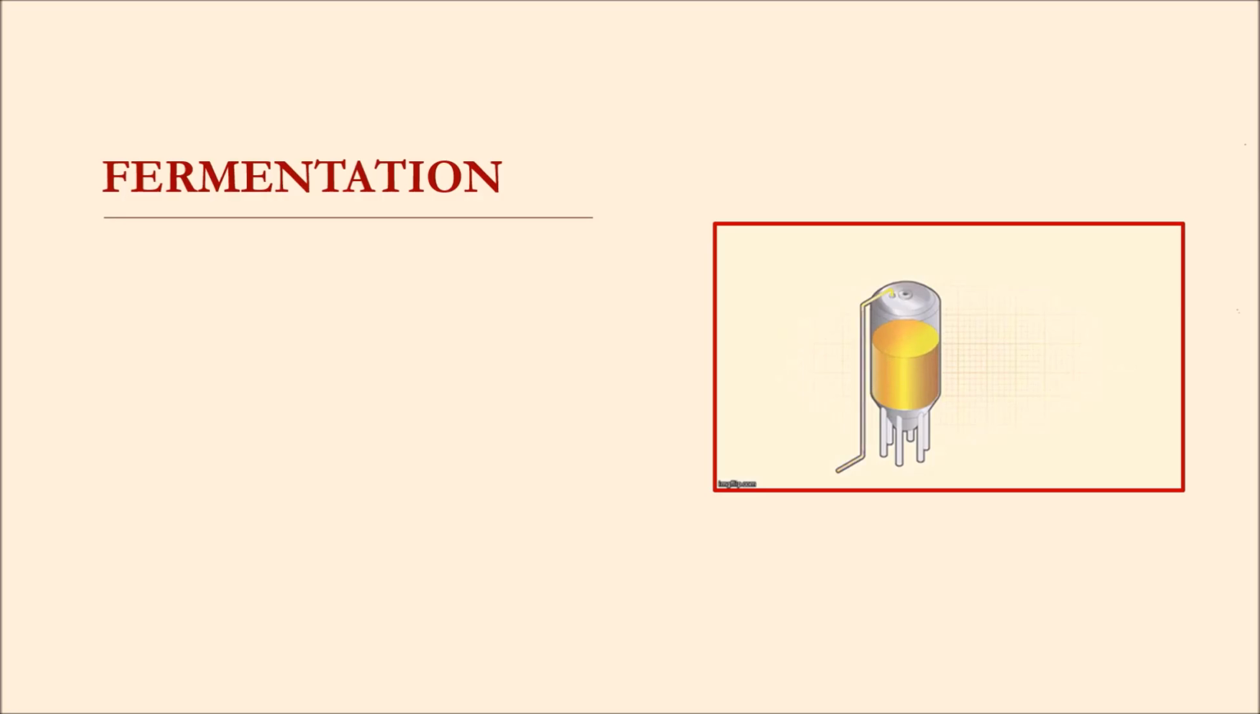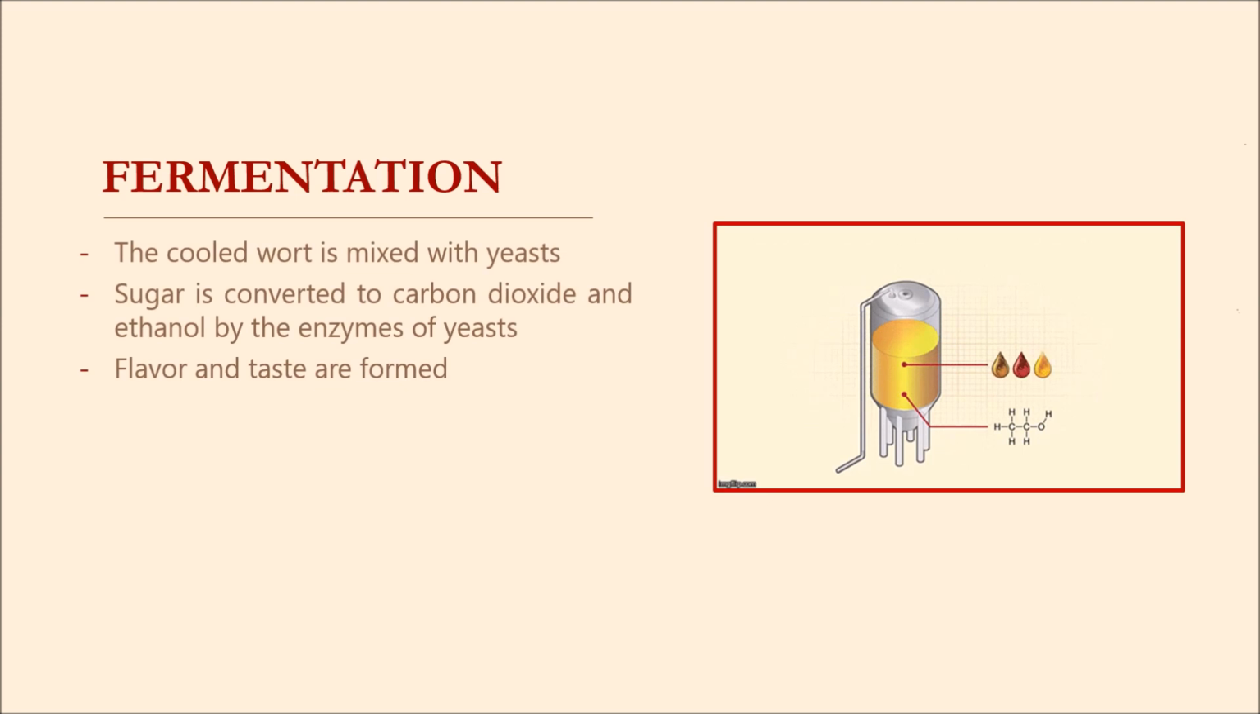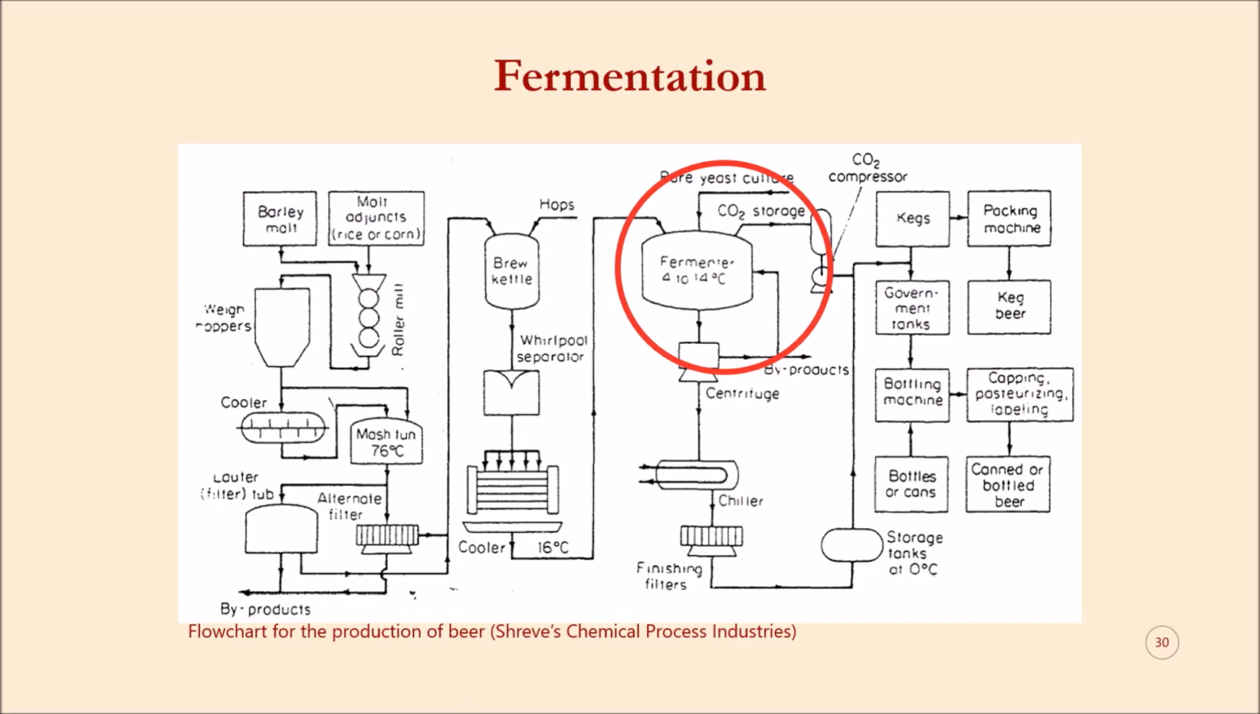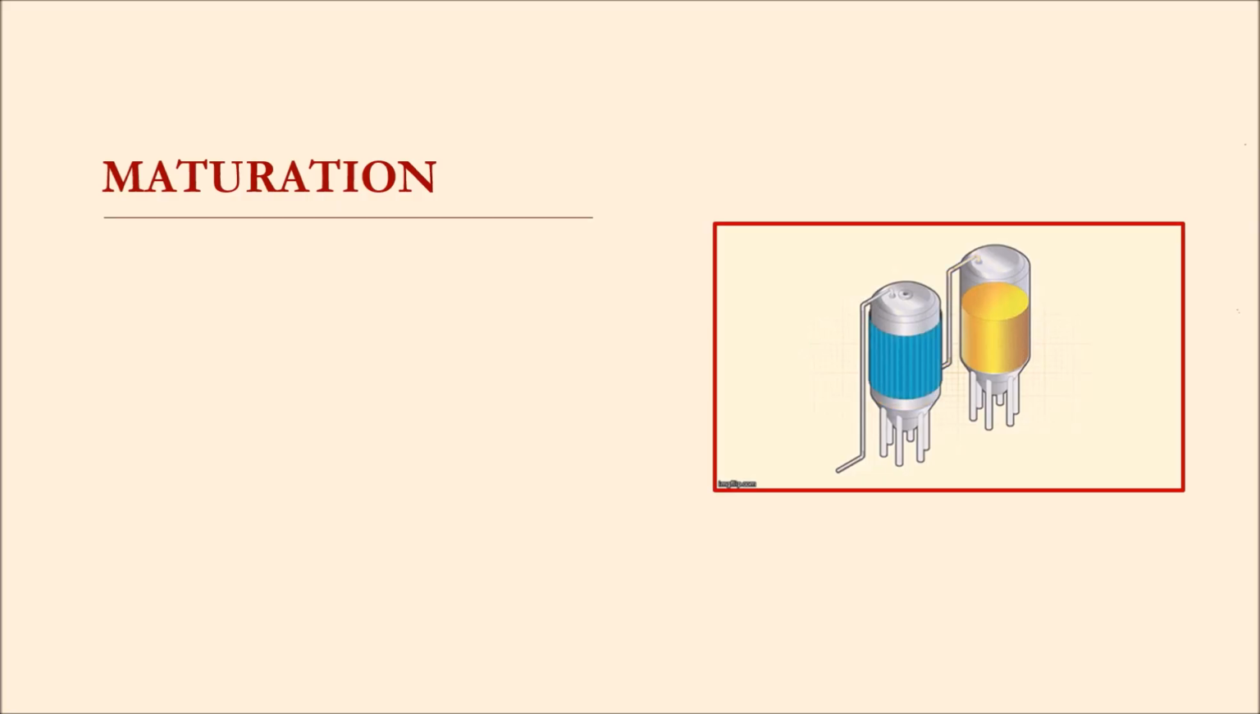The next step is fermentation. The cold wort is mixed with selected yeasts in the line leading to the starting tubs. Yeast converts the sugary wort into beer by producing alcohol, a wide range of flavors, and carbon dioxide. This is the fermenter tank in which fermentation occurs. The yeast gradually settles to the bottom of the fermenting tanks in about 7 to 10 days.